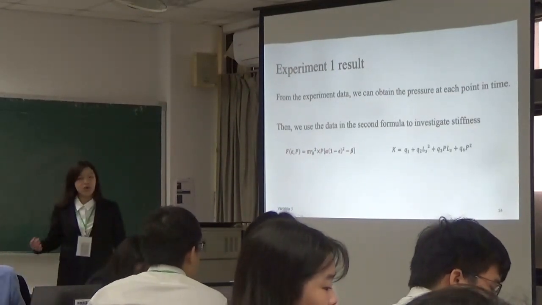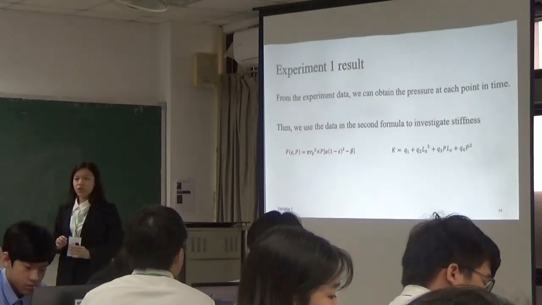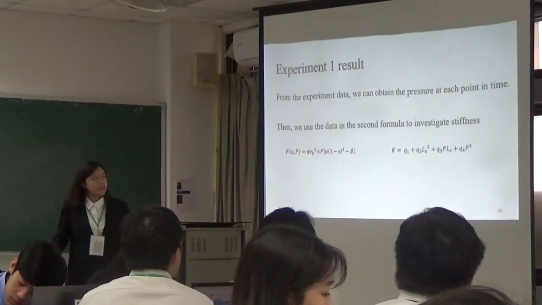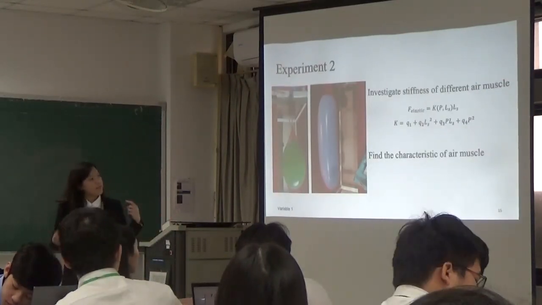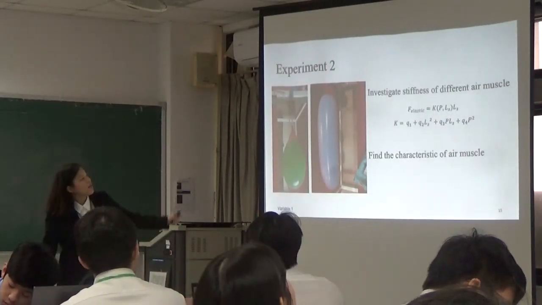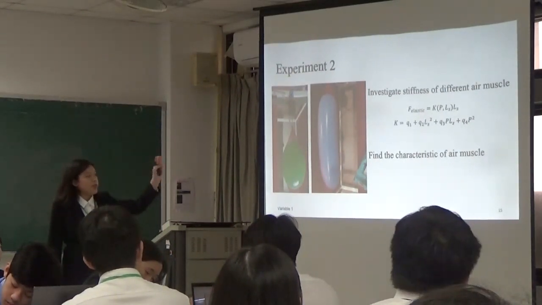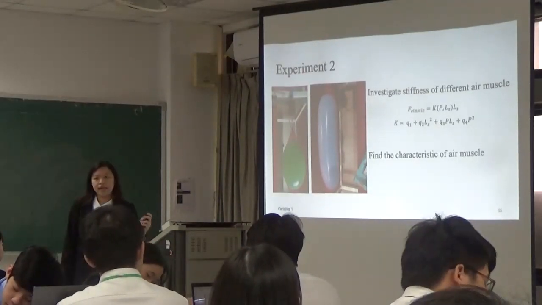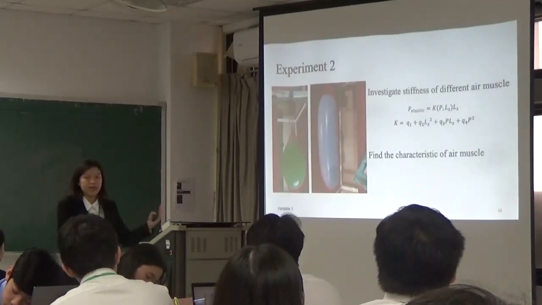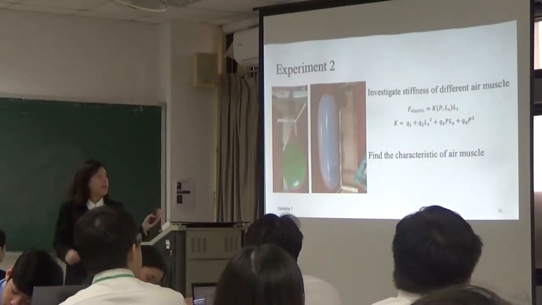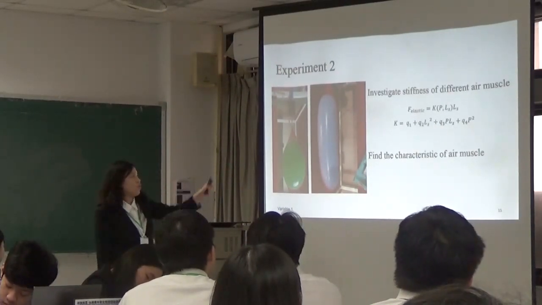This is experiment 1's results. From the experiment data, we can obtain the pressure at every time. Then we use the data in the second formula to investigate stiffness. In this formula, we can see that F elastic is the force generated. So we are going to measure it, and then we'll find the characteristic of the air muscle. And these are the two muscles I picked to explain this behavior. This kind of muscle is more like a sphere, and this one is more like a cylinder.